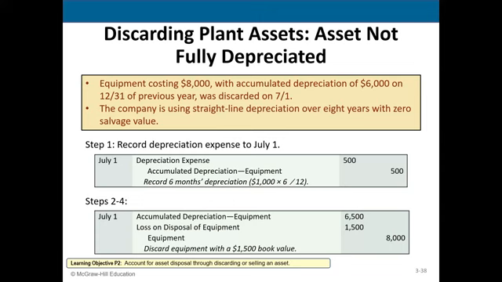Now, why is it a loss? You might be wondering. It's because of the fact that we had a book value of 1,500 on the equipment, but the equipment isn't worth it. So that's why it's a loss.